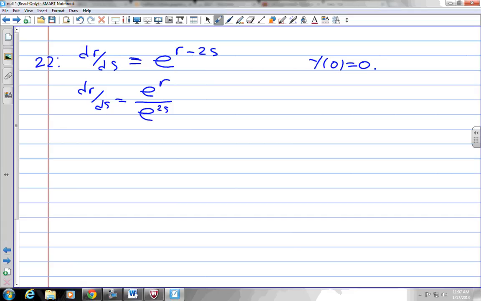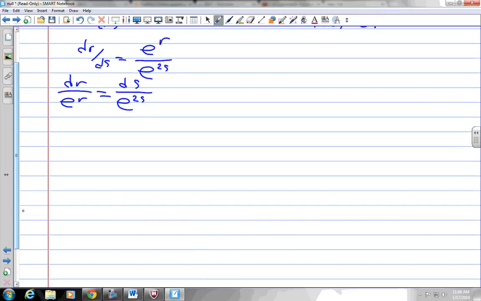Okay, so now what do you want to do? You can cross multiply and then divide again, but whatever. So you'll realize that e to the r will go in the denominator. It says dr over e to the r, and then ds will go in the numerator. It's ds over e to the 2s. Okay? So now we were able to separate the variables, so we should be able to solve this equation if we can figure out how to integrate this thing. So how do we integrate it?